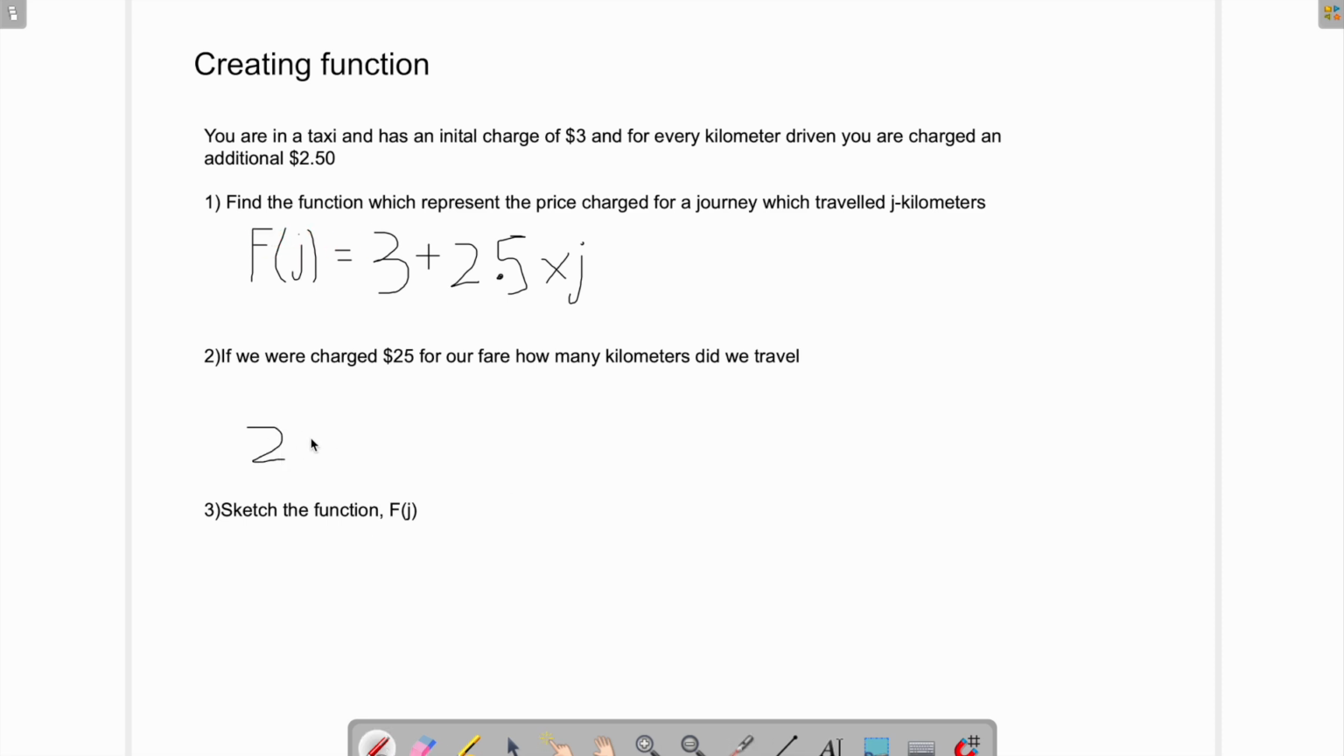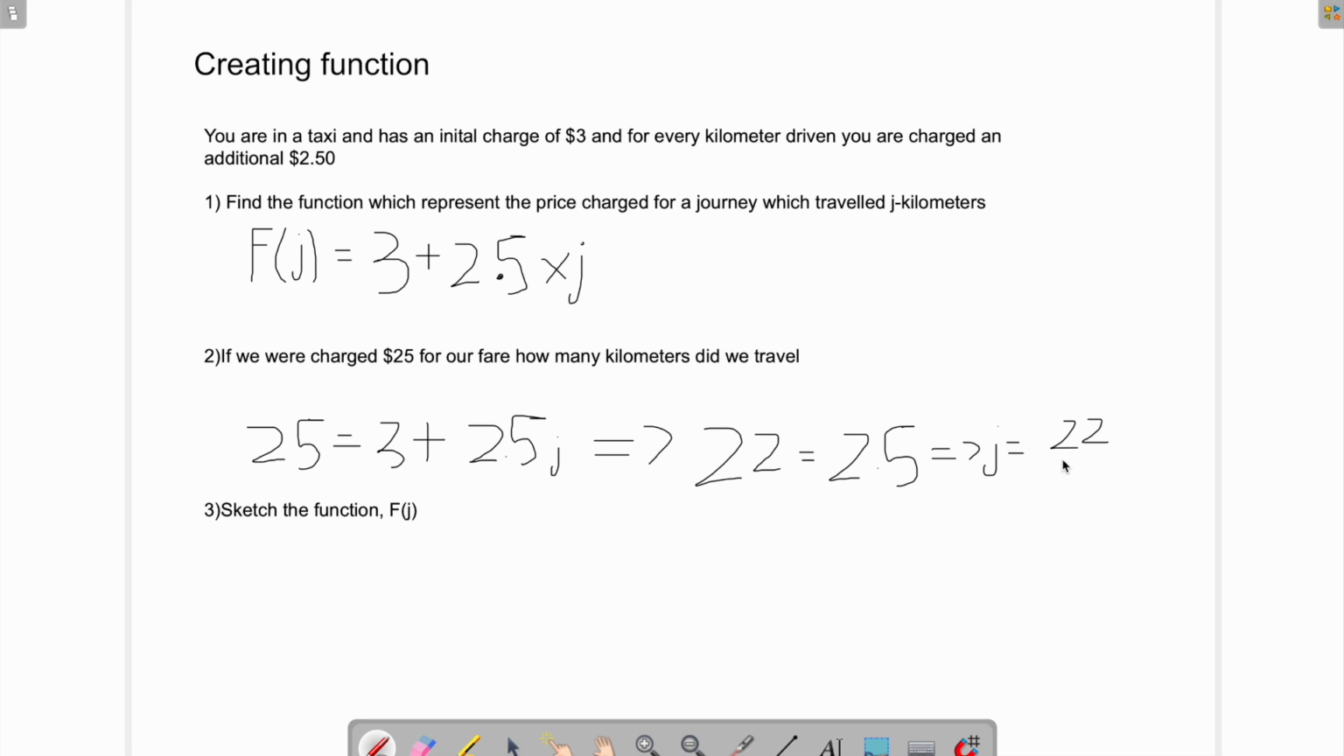We have 25 is equal to 3 plus 2.5j. Awesome. So let's rearrange this. What's 25 minus 3? Simply put, it's 22. And then that is equal still to 2.5j. And then finally, we just divide each side by 2.5. So j is equal to 22 on 2.5 kilometers traveled. So that is the number of kilometers we have traveled, 22 on 2.5.